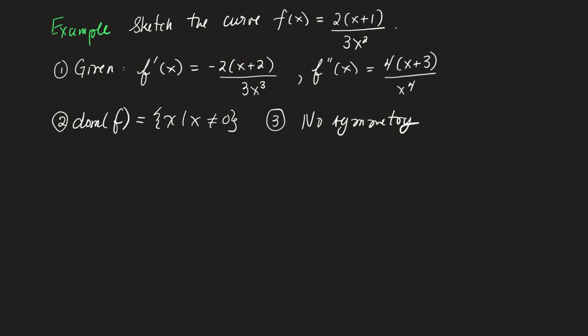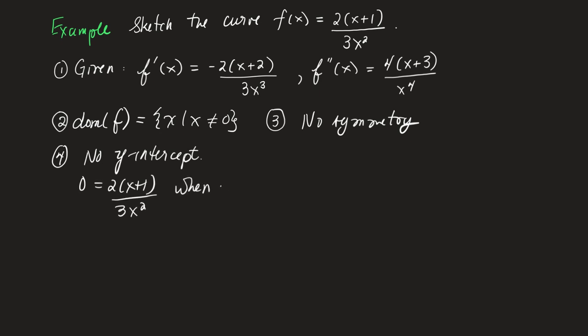And now I'm going to see what my intercepts are. Now, x can never be 0. That's not in the domain. This function has no y-intercepts, therefore. Now, I can have that this is equal to 0. The function will be equal to 0 when x is minus 1. So I do have an x-intercept at minus 1, 0.